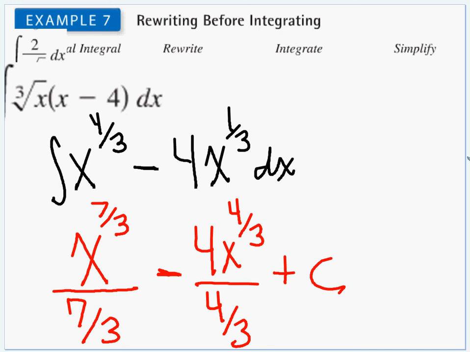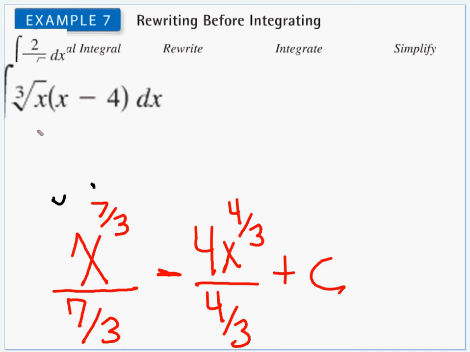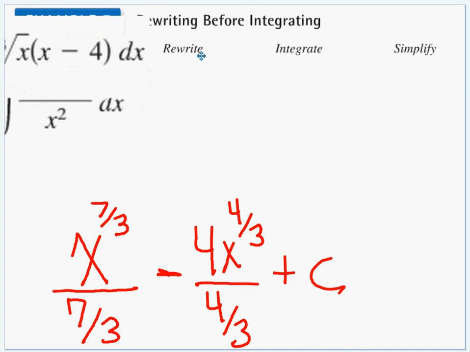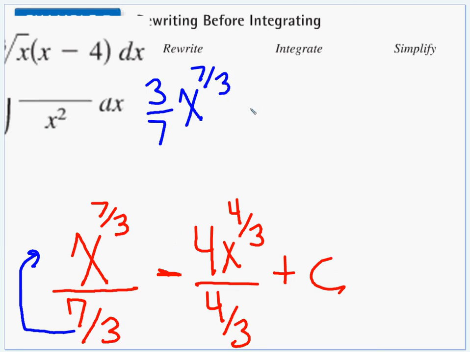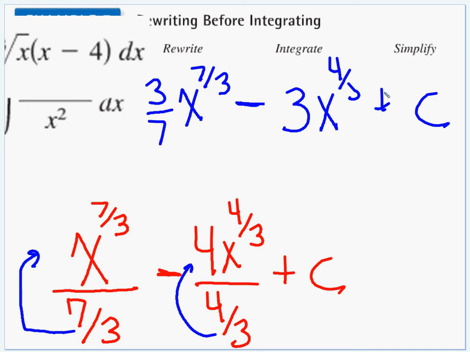There's our constant of integration. And now I'll just work my way back up here, and I'll switch over to blue ink for the final fix up. So here we're going to bring up this denominator fraction and flip it. So that's going to be 3/7 x to the 7/3 minus 4/3 is going to jump up here and become 3/4 and multiply by the 4 that's already there. That will be a 3 x to the 4/3, and then plus our constant. And that's our final answer.